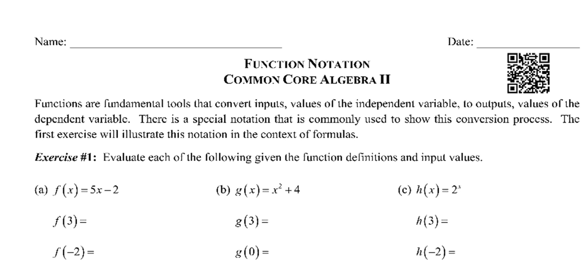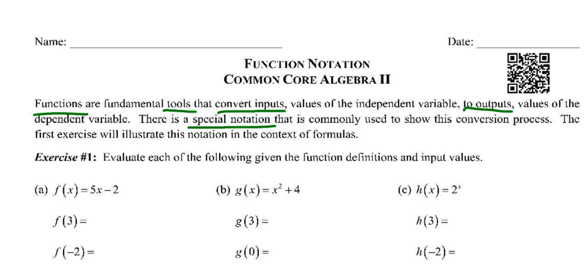We're going to get into lesson 2, function notation. We're going to underline some keywords and phrases here. What you have to understand about functions is that they are tools that convert inputs to outputs. Okay? They have an independent and a dependent variable. And then we use a special notation for this. It's commonly used to show this conversion process. Okay, you put something in, you get something out.